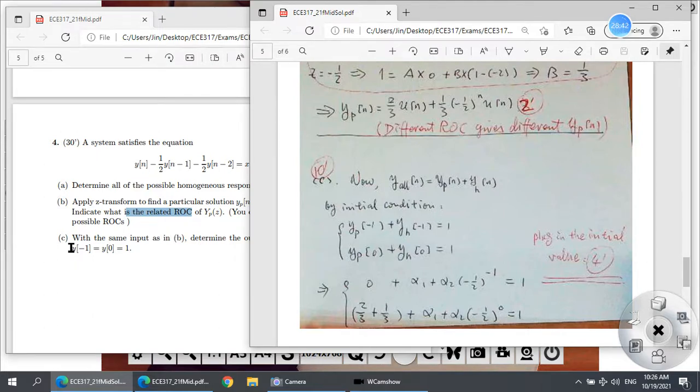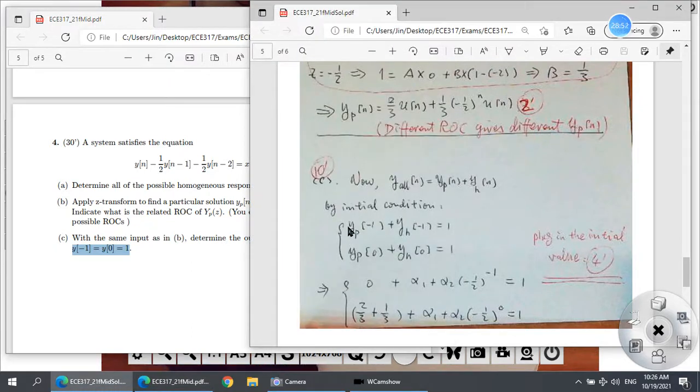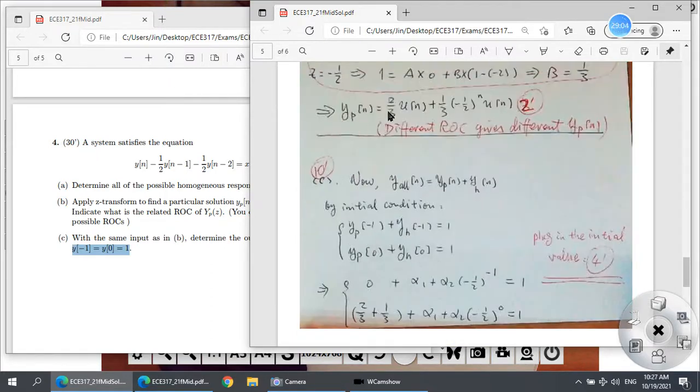So the initial condition is given here. When n equals 0 and negative 1, the value of y will be 1. So when n is negative 1, it is 1, and when n is 0, it is also 1. Then we plug in what yp is. You plug in n equals negative 1, you get 0 because you have u[n], and when n is negative 1, both u of n are zeros. So there is a 0.